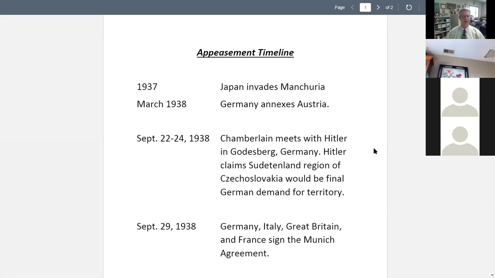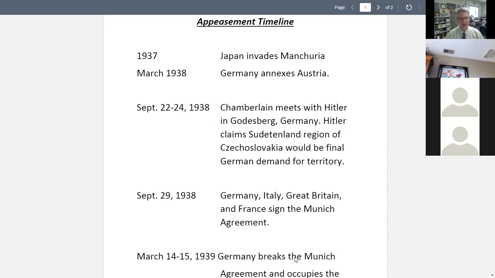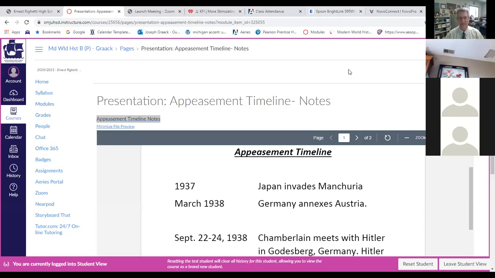And on September 29th, 1938, Germany, Italy, Great Britain, and France signed what becomes known as the Munich Agreement. So when we look at this, let me show you some pictures from this. We're getting to that time period where you actually have pictures and video of what happens. Let me show you this short clip here.